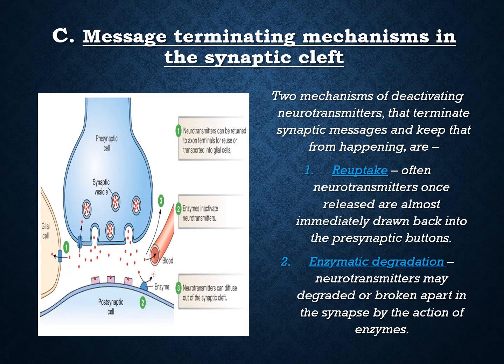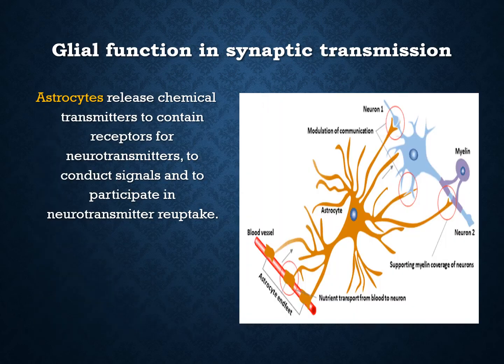And the second is enzymatic degradation. Neurotransmitters may be degraded or broken apart in the synapse by the action of enzymes. So here in the diagram, the enzyme has been pointed out, as well as the reuptake process has been shown over here when the neurotransmitters are going back. In this part of the diagram, it is shown that the neurotransmitters are again moving inward towards the presynaptic neuron. That is the returning back to the presynaptic neuron. That process is the reuptake.